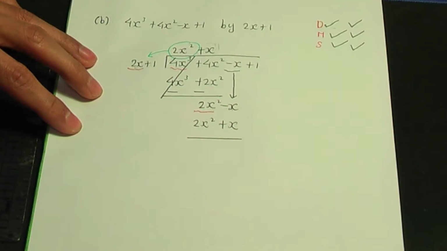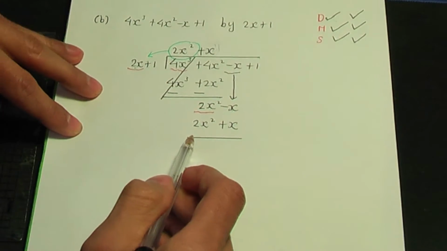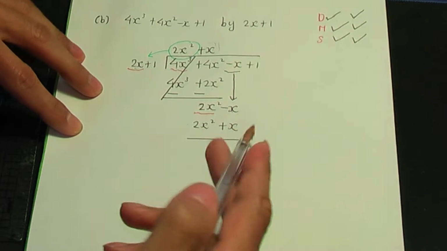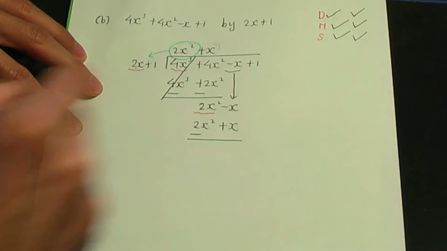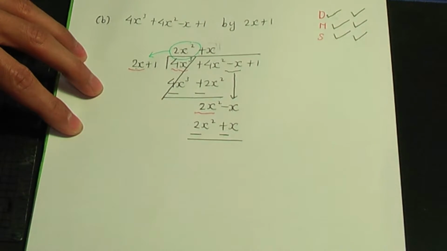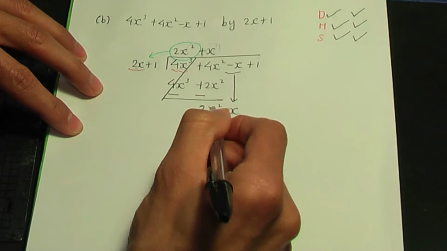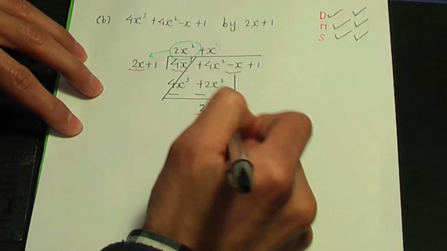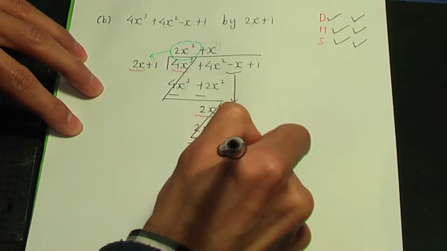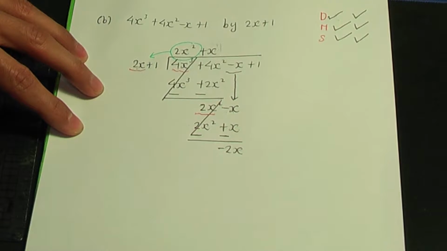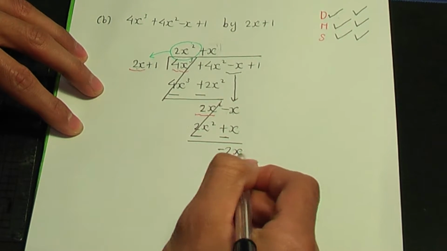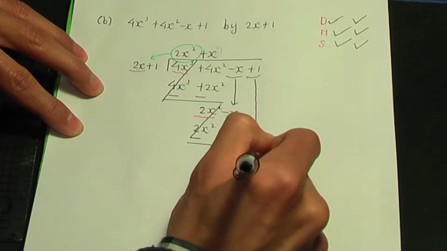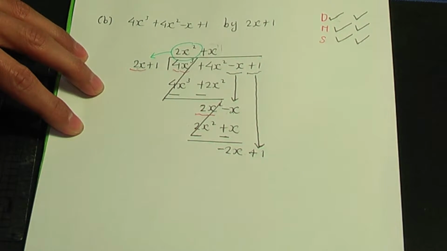Next operation is subtract. So remember, subtract, change or reverse the signs of the bottom terms. So this plus, reverse it to minus. This plus, reverse it to minus. So that when we add, 2x squared minus 2x squared will cancel. Minus x minus x is minus 2x. Okay. So at this stage we need two terms. Go to the next term above. Bring the term and the sign below. So copy down the plus 1.